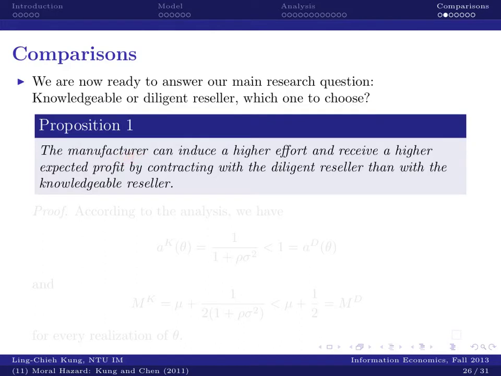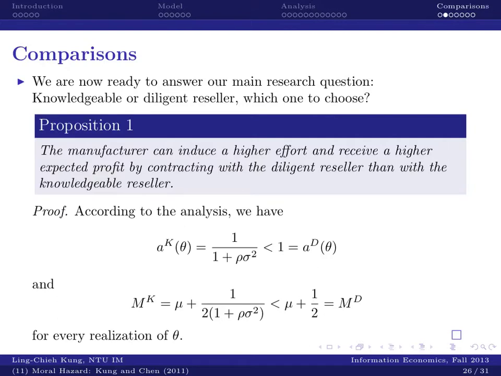The manufacturer can always induce a higher sales effort and receive a higher expected profit by contracting with the diligent reseller. Okay? Including the diligent reseller always induces a higher sales effort. So that means it benefits the supply chain as a whole and gives the manufacturer a higher expected profit. So the manufacturer would include a diligent reseller instead of a knowledgeable reseller. The reason is simply a comparison.